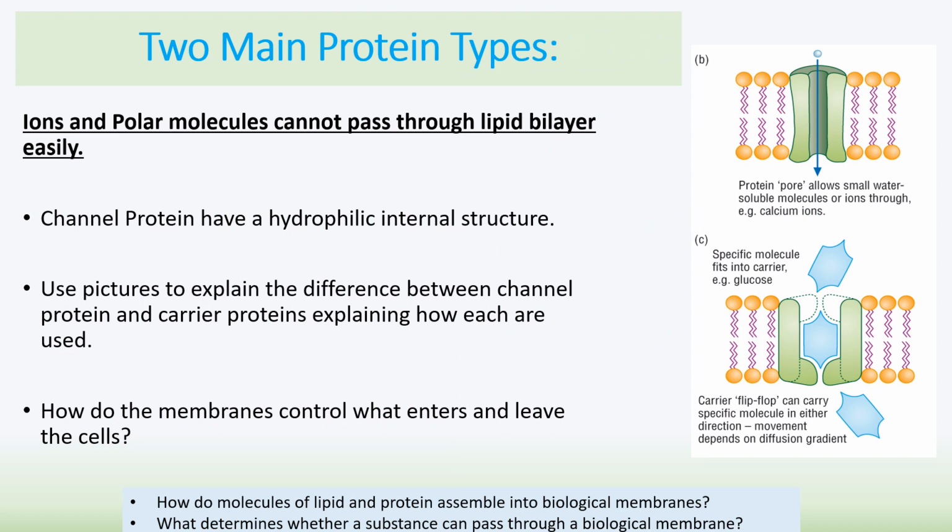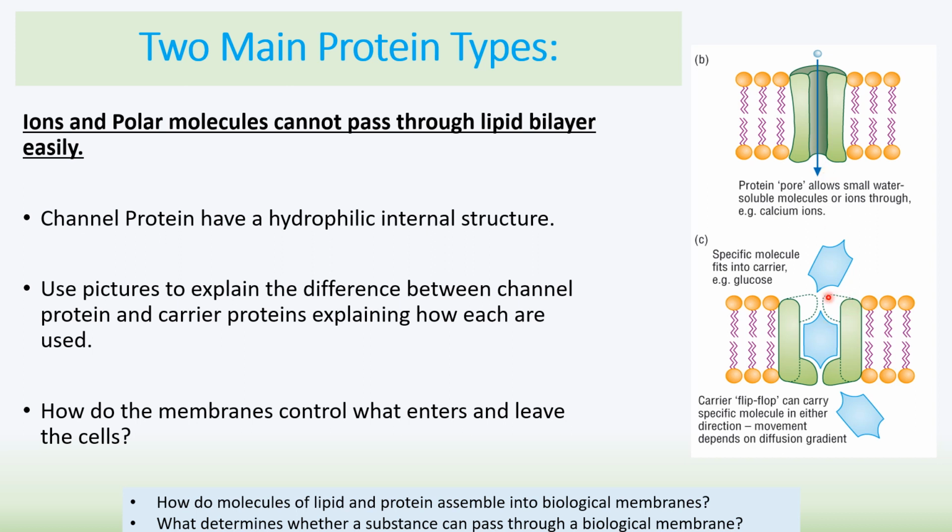Now there are two main integral protein types, as I said, and they are channel proteins and carrier proteins. Ions and polar molecules can't pass through the phospholipid bilayer. We've said that because if they were trying to do so, they would be repelled by the positive head or the negative tail. So they have to use channel proteins, which have a hydrophilic internal structure, so water can travel through it, and anything dissolved in that water can go through as well.